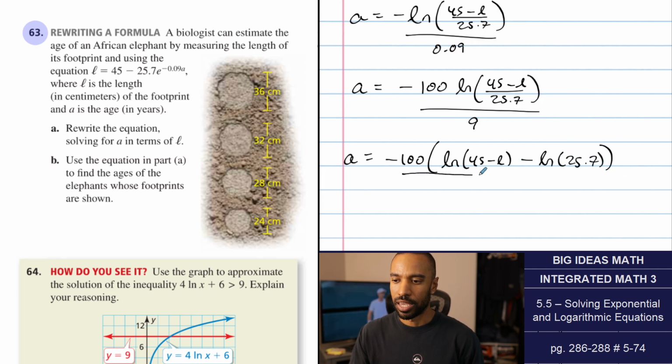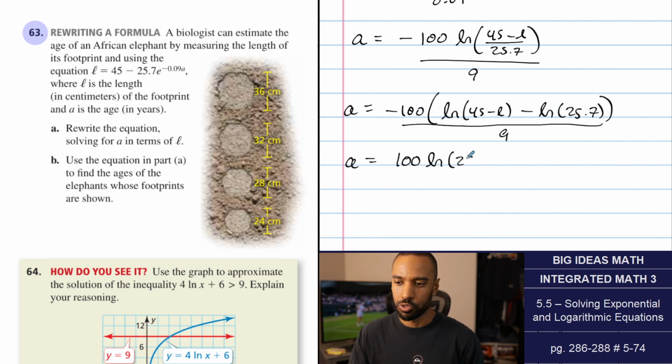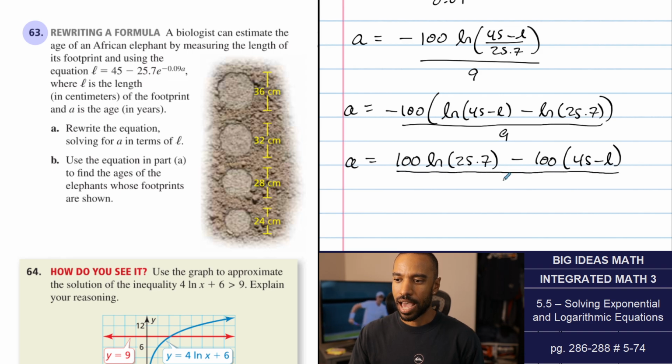I know at this point you're like, yeah, this is overkill. And distributing the negative 100, then I can put, I'm going to make this first term positive now. Positive 100 times natural log of 25.7 minus 100 times natural log of 45 minus L all over 9. That to me is a fun looking version of that answer.